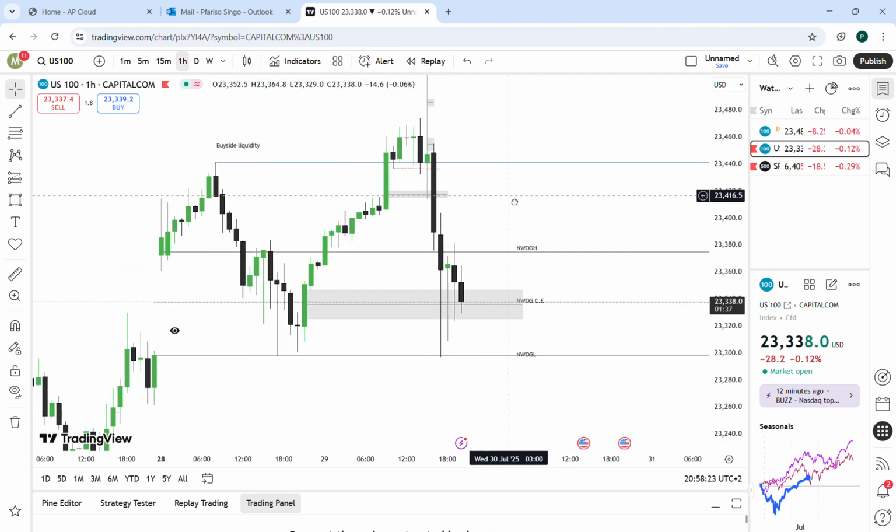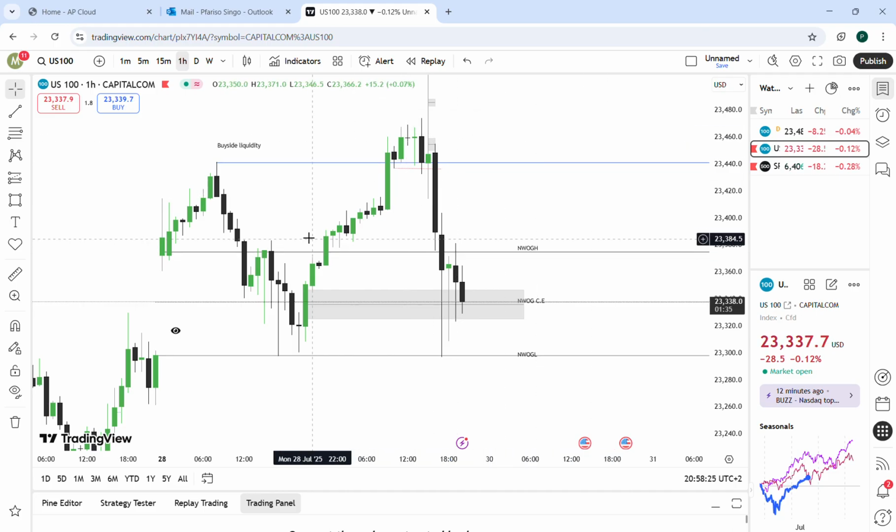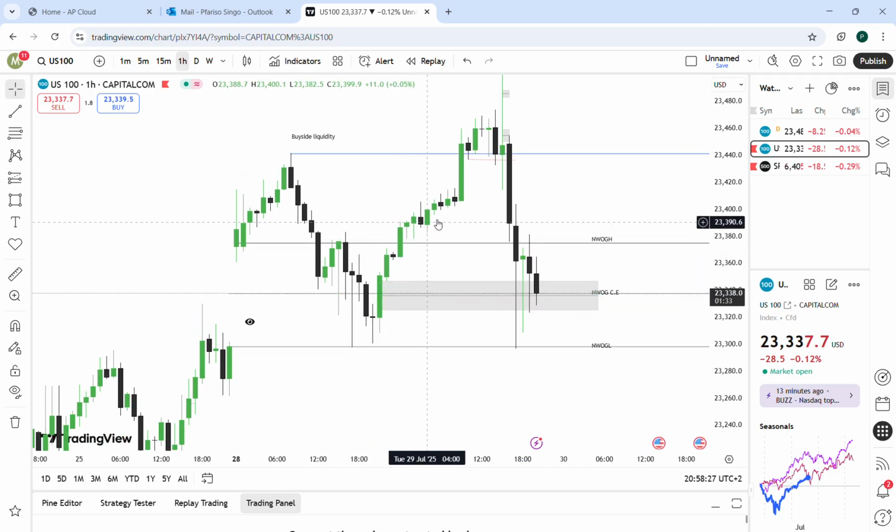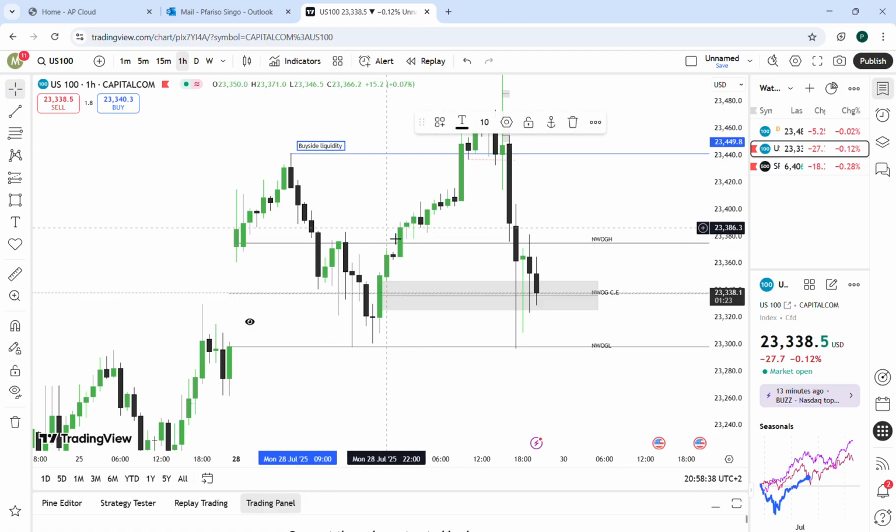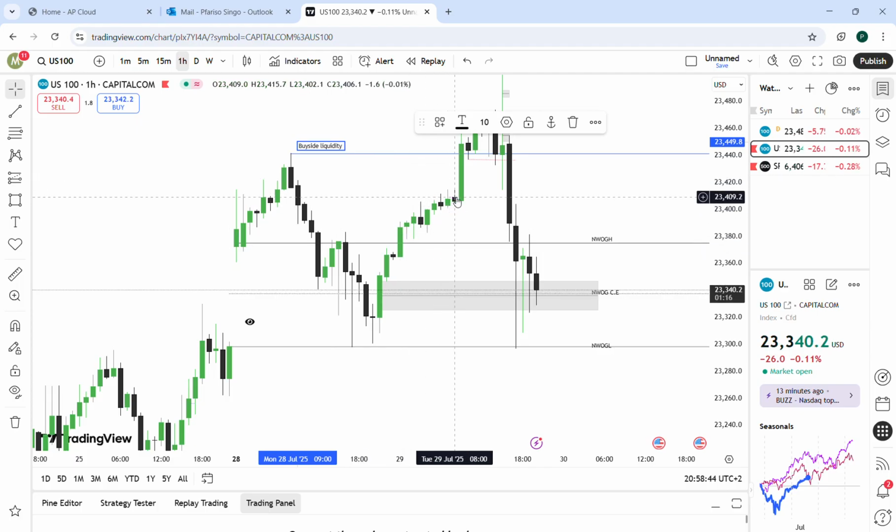Right, so as you can see here, we had price opening in this range right here. This is where price opened. The initial idea was, when price opened around 6, when I previewed the market, we were trading around about here.